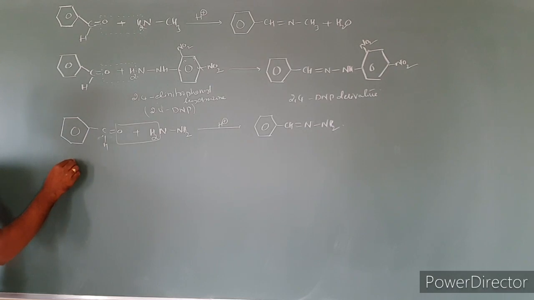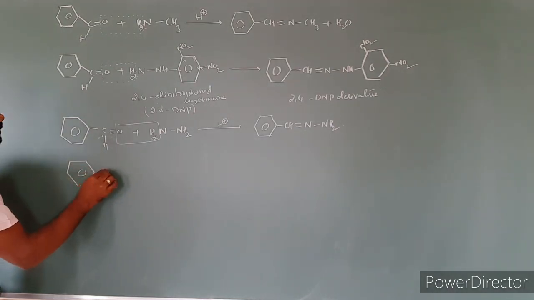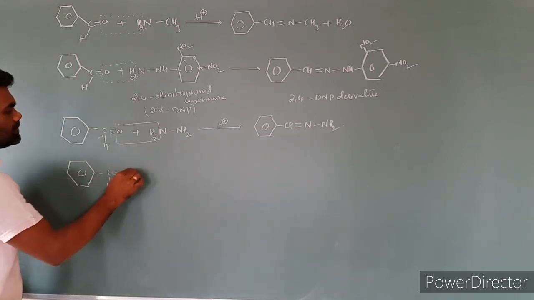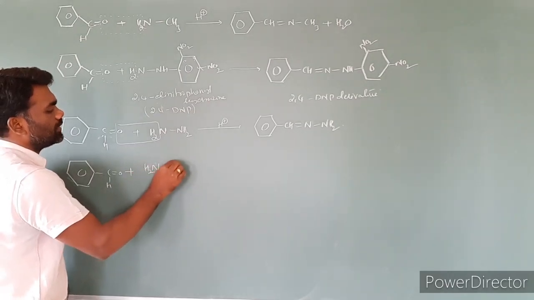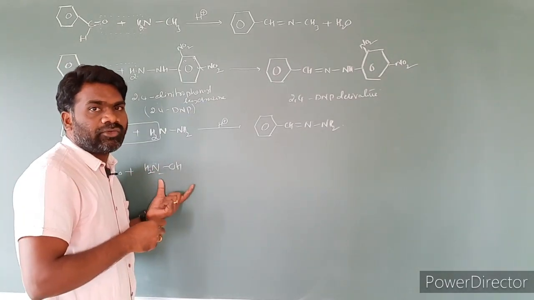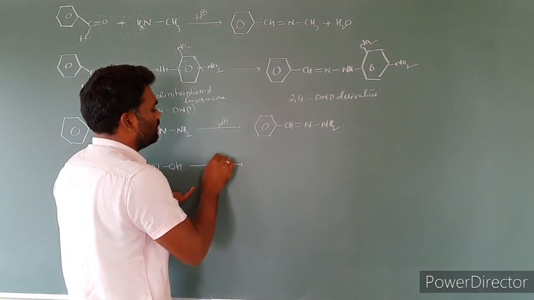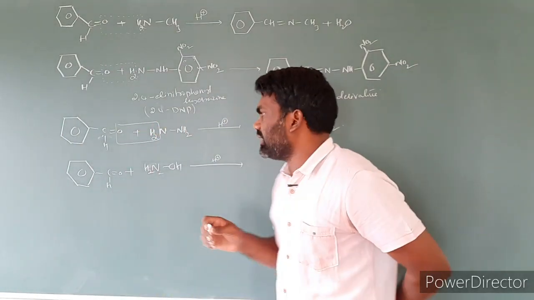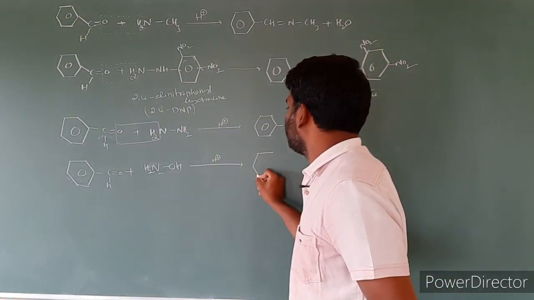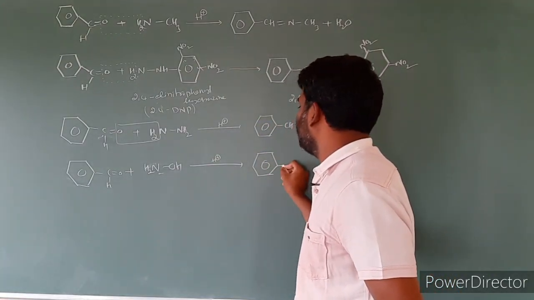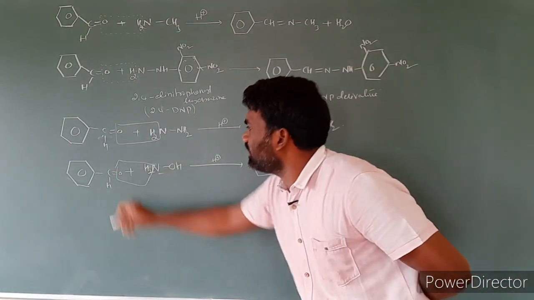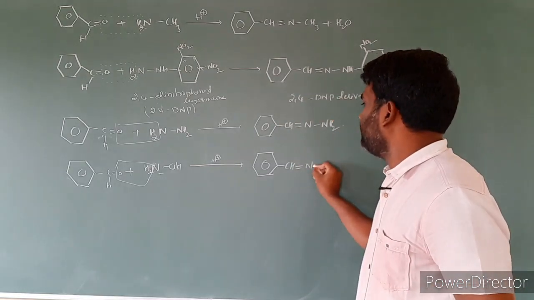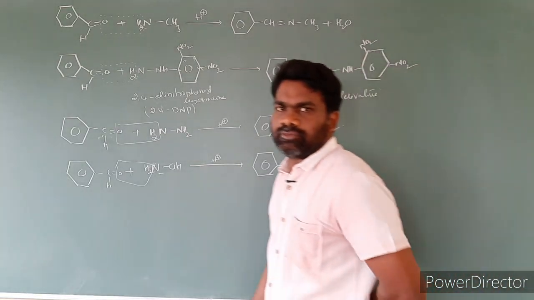Suppose I am taking one more, changing the reagent. The aldehyde C double bond O plus NH2OH. NH2OH is called hydroxylamine. Then what is the product we can expect from this reaction? The benzene ring CH, we are removing water, and the product has a double bond N OH. So this is the product formed in this reaction.